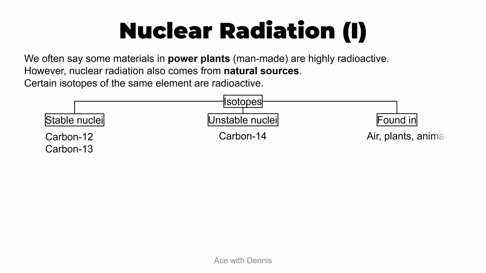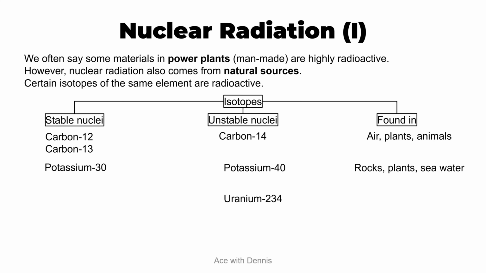And all these can be found in air, plants, and animals. Another example of stable nuclei is potassium-39. Unstable nuclei is potassium-40, and they can be found in rocks, plants, and seawater. One more very common or popular unstable nuclei are uranium-234, uranium-235, and uranium-238. They can be found in rocks.